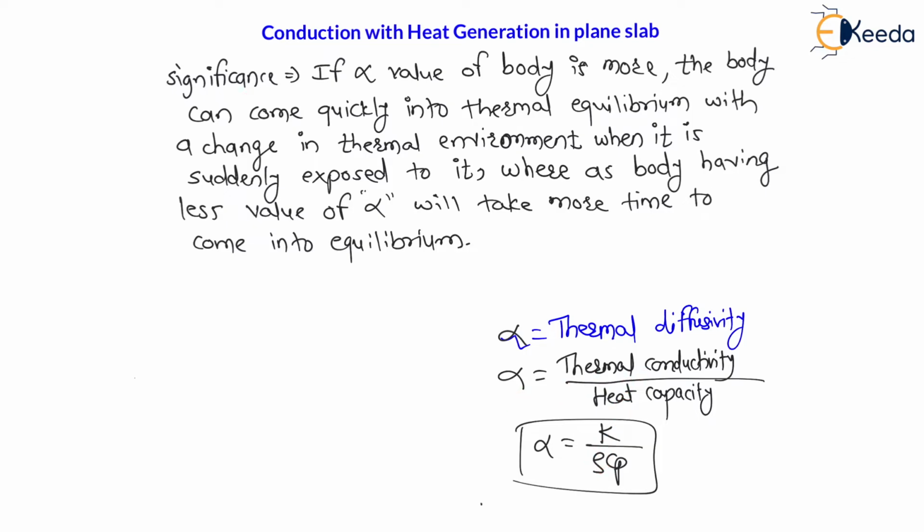The significance of this alpha is, if the alpha value of a body is more, the body can come quickly into thermal equilibrium with a change in thermal environment when it is suddenly exposed to it. Whereas the body having a lesser value of alpha will take more time to come into equilibrium. Now, my dear students, let us understand what exactly I have written here.